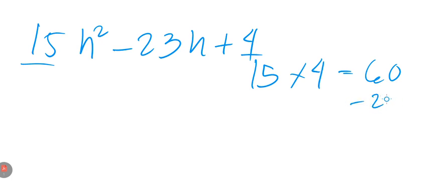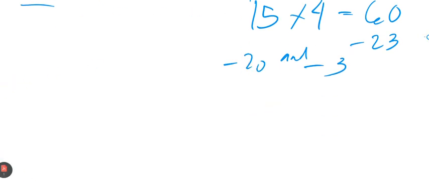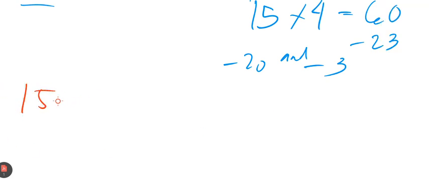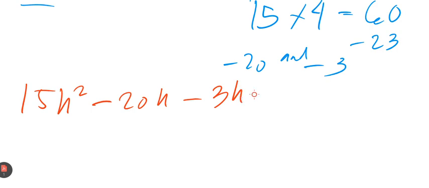And we have negative 23 then. So that's going to give us an answer of negative 20 and 3 then. Okay, so let's write it down then. Here we have now 15h squared minus 20h minus 3h plus 4 then.